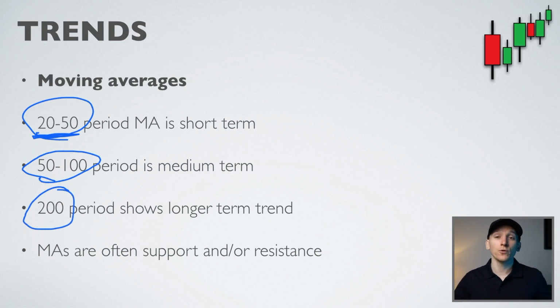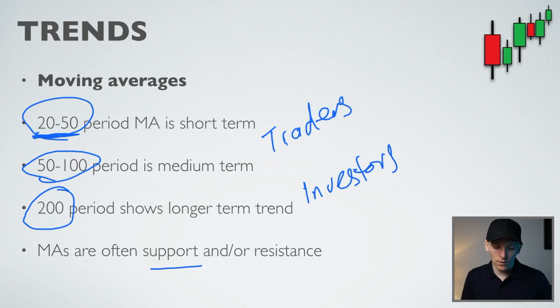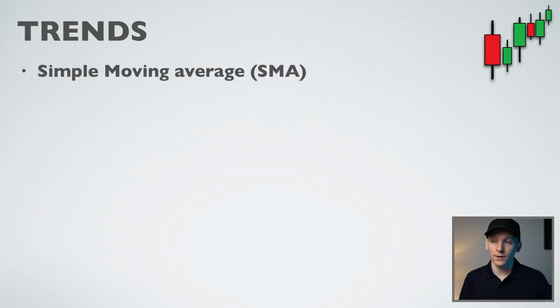And depending on who you are as an investor, you may want to look at different types of moving averages. These are for traders, I would say, and then longer is for investors. So we can see that. And moving averages often show us support and resistance. It is crazy how often prices move.